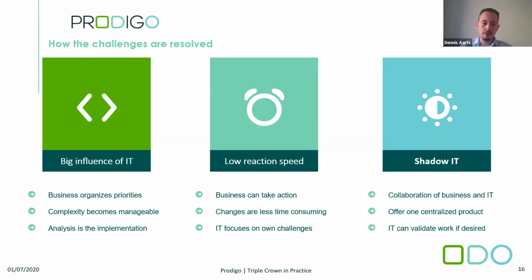Then since the IT organization provides a product, this product can be the centralized product. So that means that you have one product for low-code applications and not different products that are made available via different parts. And then IT can validate the work of the business if desired, and there is a generalized deployment strategy. So that means that business doesn't create applications on their own that they provide to someone else. No, you have those platforms provide a centralized flow for the deployment.